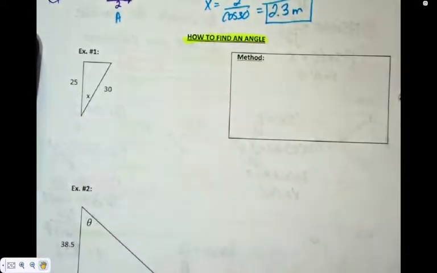What does trigonometry mean? Measure of triangles.